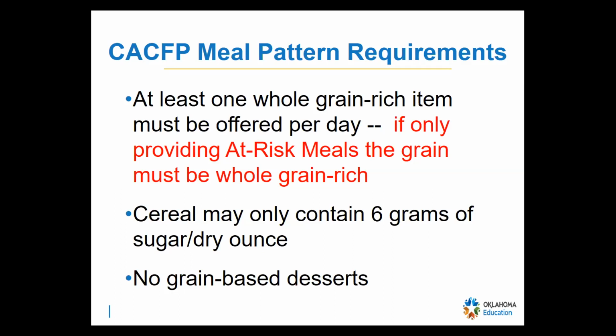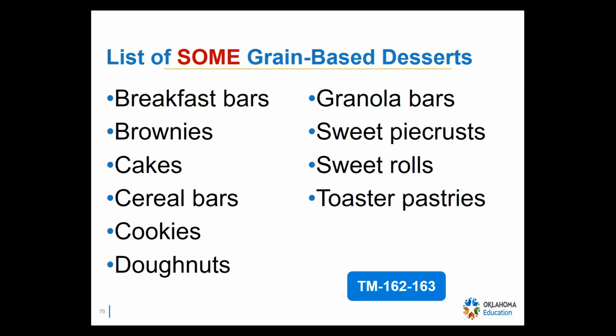With CACFP, 1 item per day must be whole grain rich. So if you're only serving 1 meal for CACFP, that 1 meal has to have a whole grain item. If you serve cereal, it has to contain sugar under 6 grams per dry ounce. We put a chart inside the training manual to let you know. And then you cannot have any grain-based desserts. Grain-based desserts are things like donuts, Pop-Tarts, cookies, anything like that, which cannot be served on CACFP.